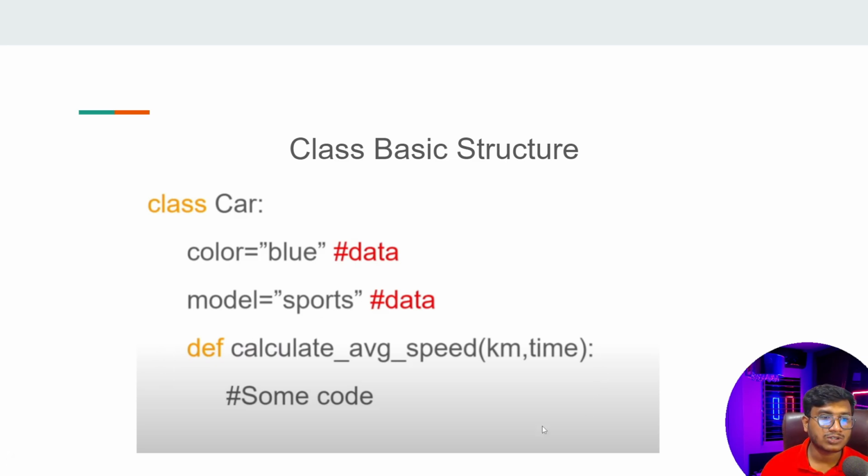And inside that, the functionality of the car, that means calculating the average speed. Like whenever you drive the car, it will calculate the average speed. Okay, that means the kilometers with respect to the time. So this is actually called the behavior of the car. Okay, so that's how a class will have two properties. One is the data property, another is the function property. That means the behavior of that particular class. I hope it is clear now.